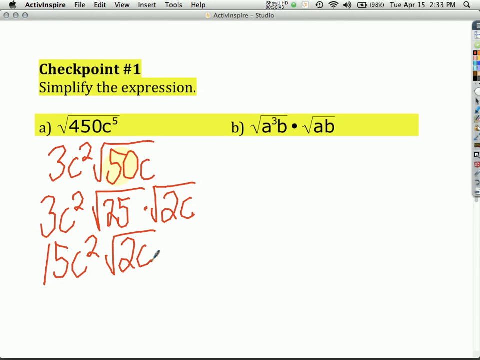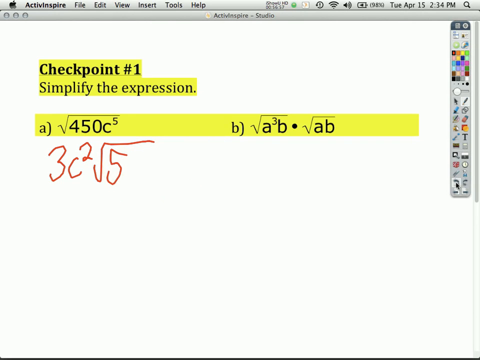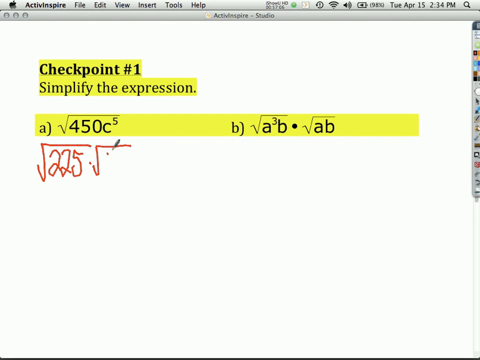Matthew? 225. So let me back up again. Here's how you would rewrite it. Square root of 225 times square root of 2 times the square root, and now what's the perfect square in there? The biggest perfect square. Kadir? C to the 4th times radical c.